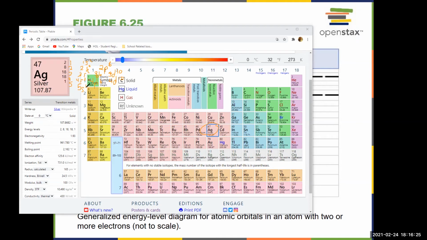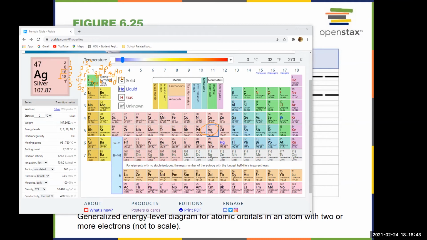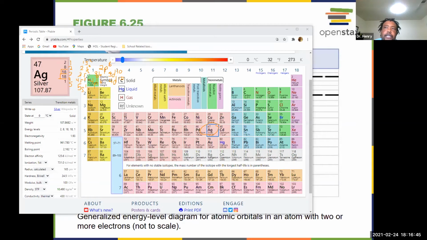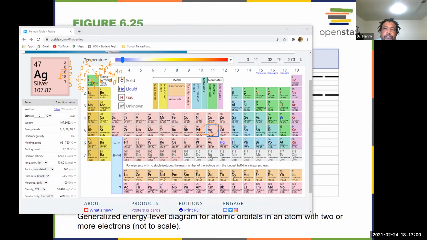The reason we put the 3d10 before the 4s2 is that you're using these numbers to determine how many electrons are in each level. Okay, and so this helps me keep track of the 4s. So that's 2 plus 6, that's 8, so then we must have 10 in the d. Are you with me? You understand?